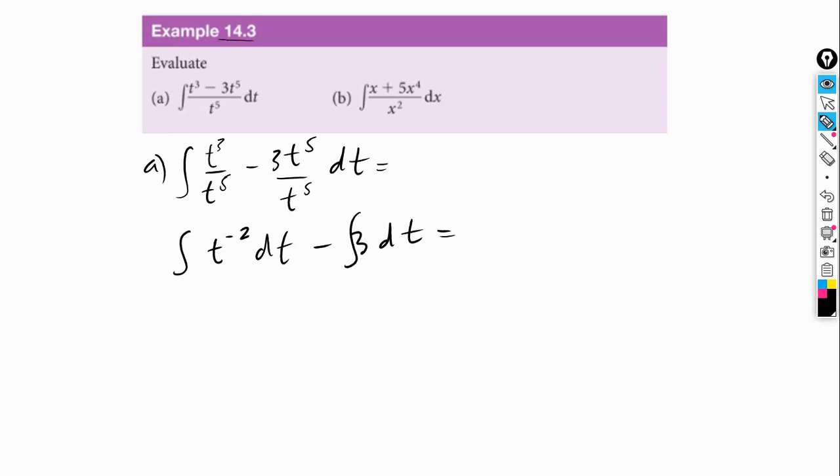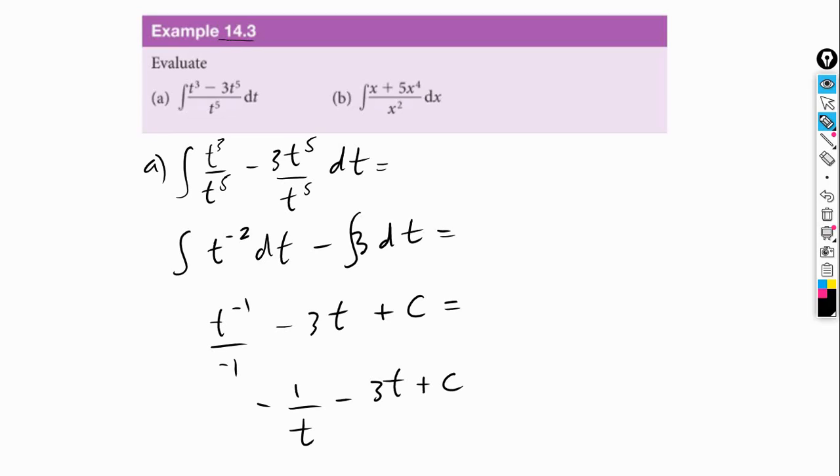So then we can integrate this, right? What would it be? Remember that we add 1 to the exponent, right? So it's going to be t to the minus 1 divided by minus 1, minus 3t plus the constant c. And this, of course, is equivalent to minus t to the minus 1. We can write it as minus 1 over t minus 3t plus c.